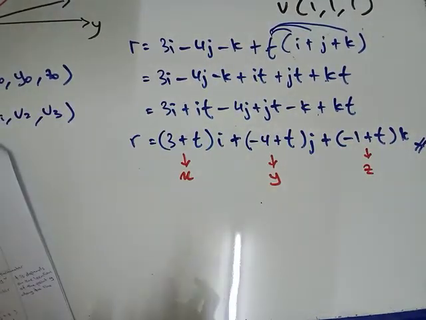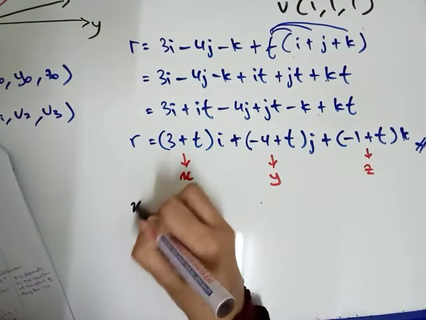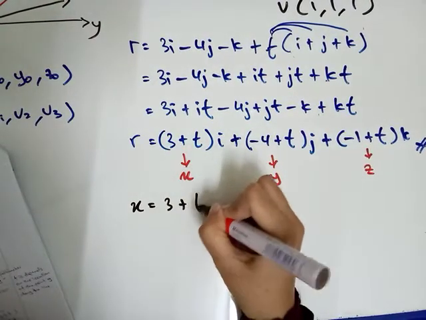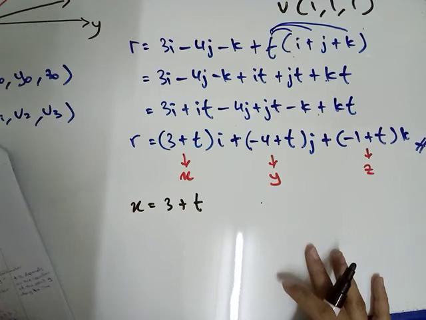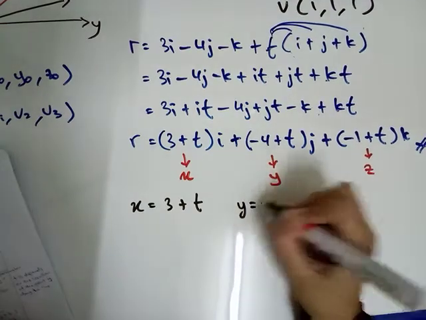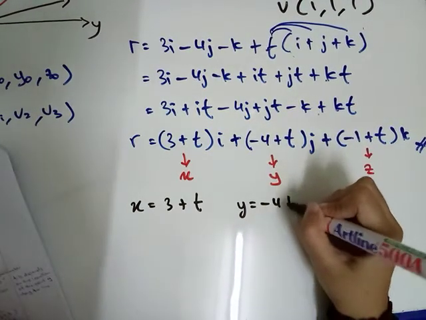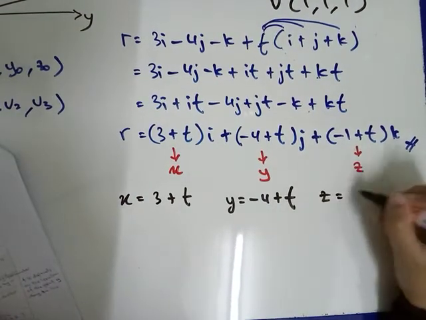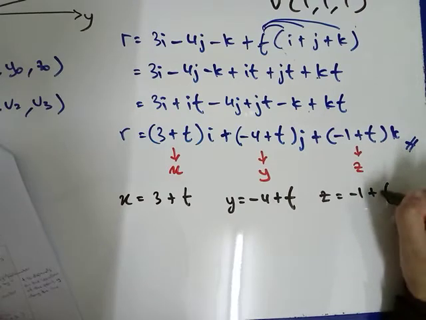And then kita letkan x equal 3 plus t. Okay, y equal -4 plus t. And then z equal -1 plus t.